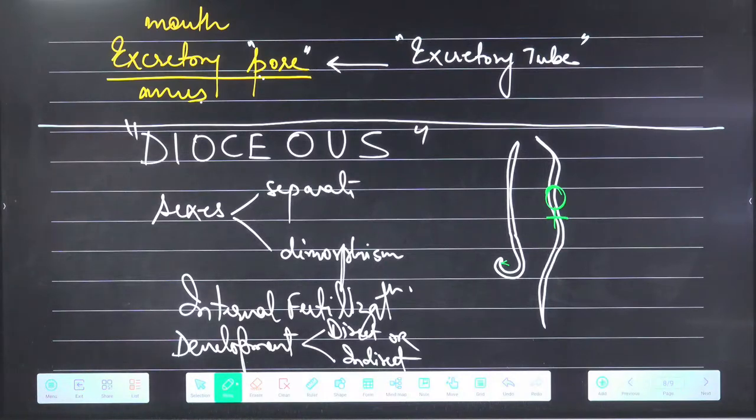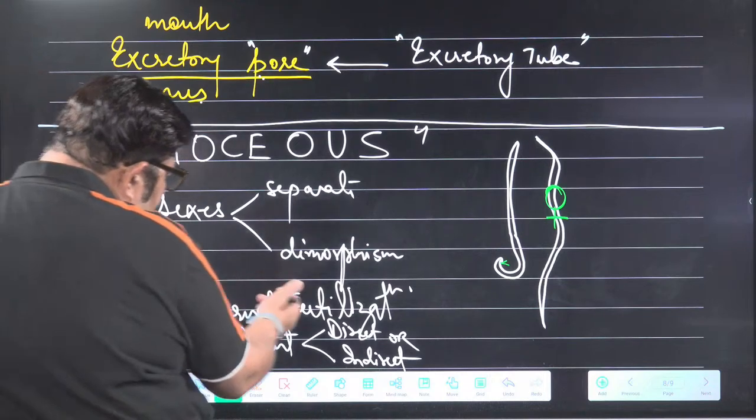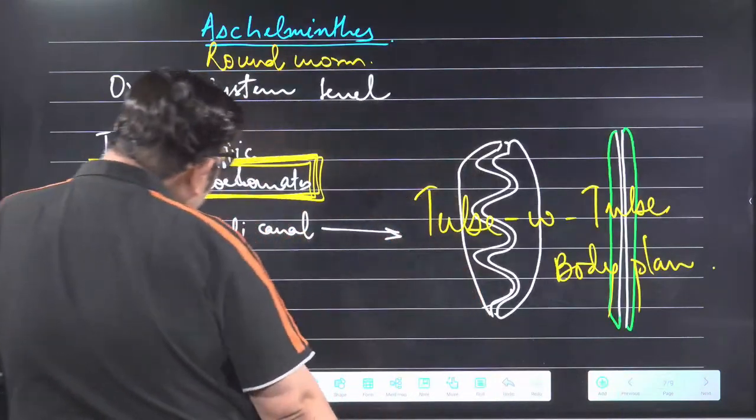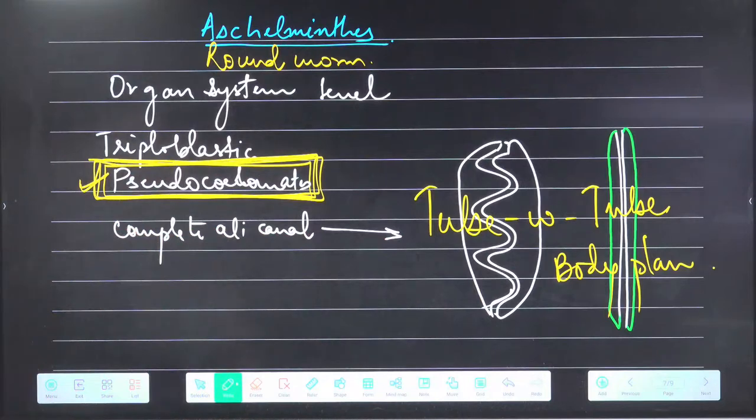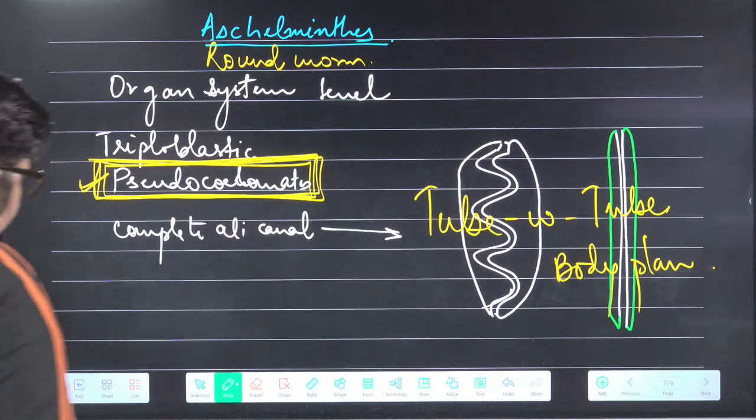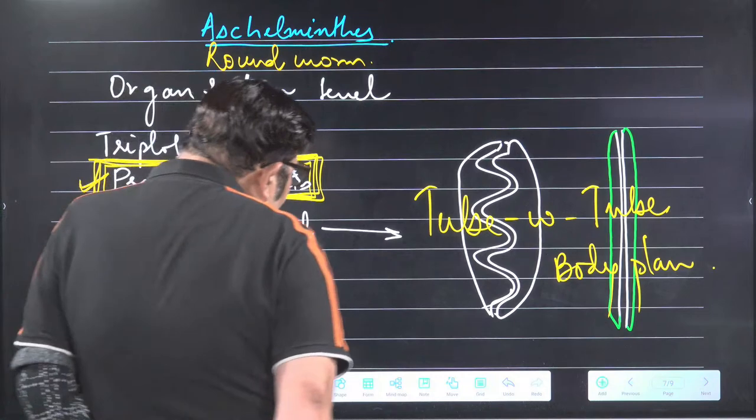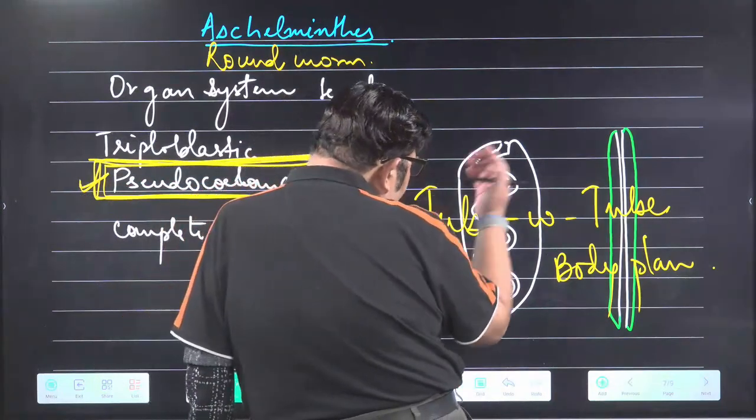So this is about the aschelminthes. The two pages I have written about the aschelminthes. Let me revise very quickly. They are the round worms. They are round in cross section, organ system grade of organization, triploblastic, pseudocoelomates, and they have a complete alimentary canal. And because of that, they have a tube within a tube body plan. Okay, so they have a tube within a tube body plan.